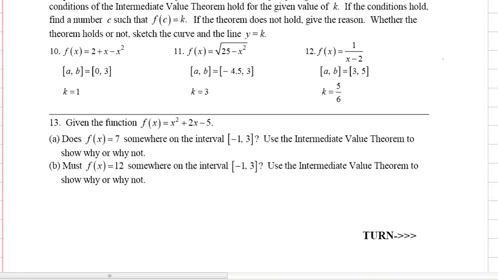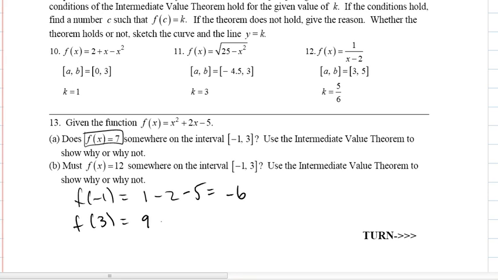Okay, and the last problem, we have a quadratic function, and we want to determine if f of 7 is somewhere in this interval for this quadratic. Very simple test. f of negative 1 gives me 1 minus 2 minus 5, and that is negative 6. And f of 3 is 9 plus 6 minus 5, and that is 10.